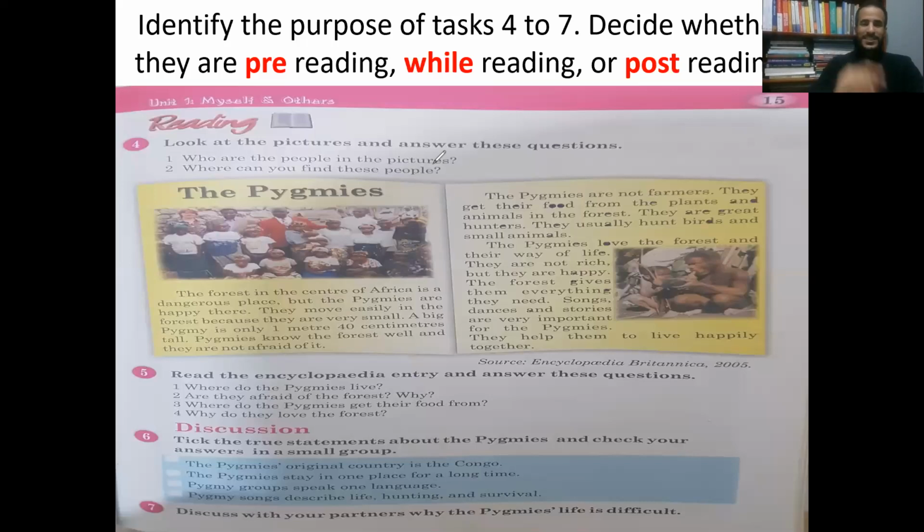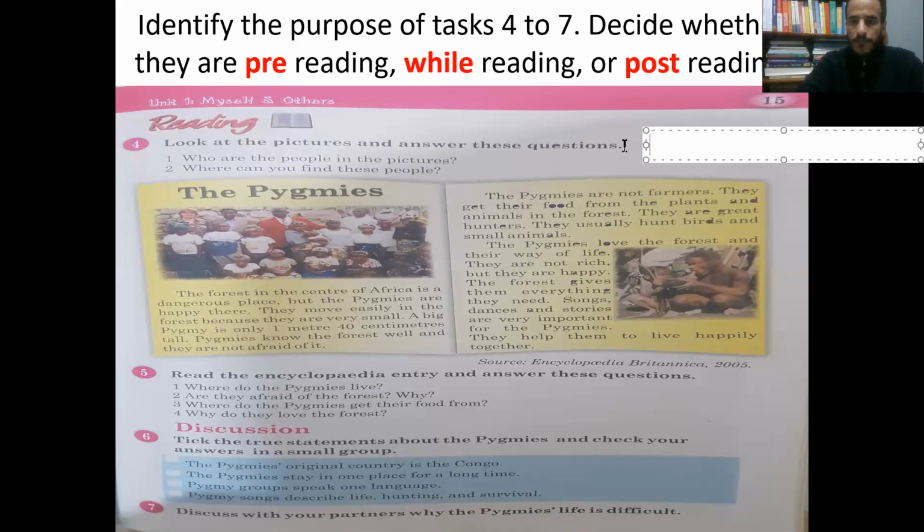Here is my question: if they want to answer these questions, do they have to read or not? No, they use the pre-existing knowledge of students. So they don't have to read the text. They have just to look at the pictures. So activity number 4 is pre-reading. Great.